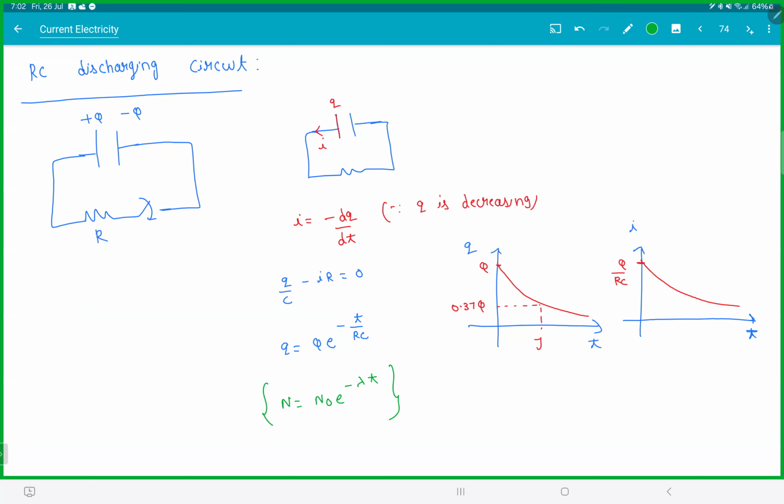It means just in place of lambda, we have 1 by RC. So here the half life will be ln 2 by lambda. So here also you can see something like that. The time when the charge becomes half is ln 2 by lambda, and in place of lambda we have 1 by RC. So this is the RC discharging circuit.